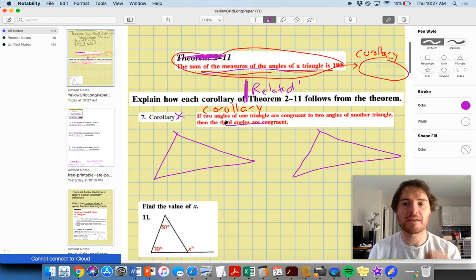This is the proposition, the if-then statement, the conditional statement. Oh, I'm saying all these crazy vocabulary words. If 2 angles of one triangle are congruent to 2 angles of another triangle, then the third angles are congruent.